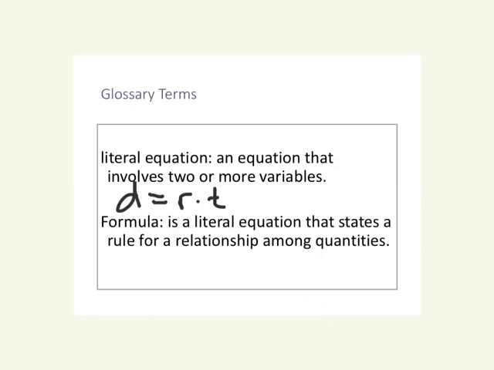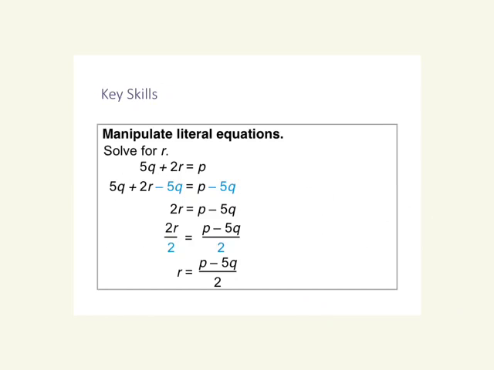A formula is a type of literal equation that states a rule for a relationship among quantities. So distance equals rate times time is a literal equation, and it's also a formula because it states a rule for a relationship among quantities. There is a relationship between the rate that you travel at and the time it takes to travel. So a literal equation is an equation that involves two or more variables, and a formula is a type of literal equation that states a rule for a relationship among quantities.